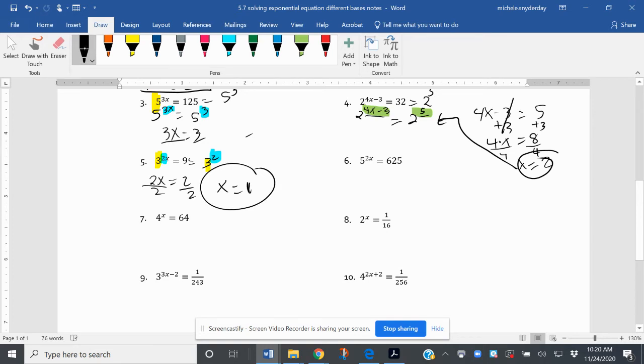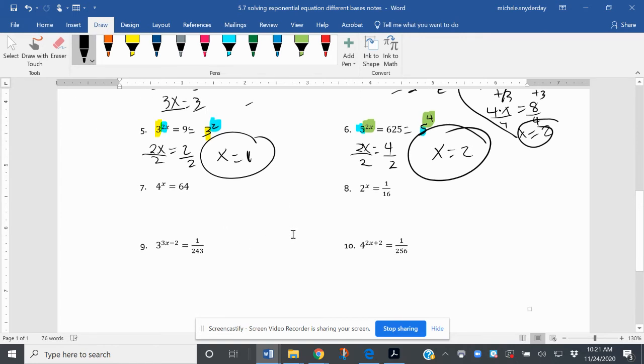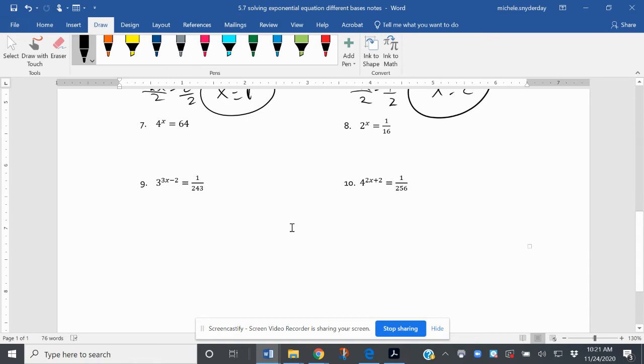Number 6, go back into your chart. We're trying to find a base of 5 to some power that equals 625. And if you go down your chart from yesterday, you will see that it's 5 to the 4th power. So now we've got our like bases of 5, and we can set our exponents equal to each other. So we have 2x equals 4. Divide both sides by 2, and we get x equals 2 for this answer. Are you seeing how yesterday's notes were very, very important for today's assignment?